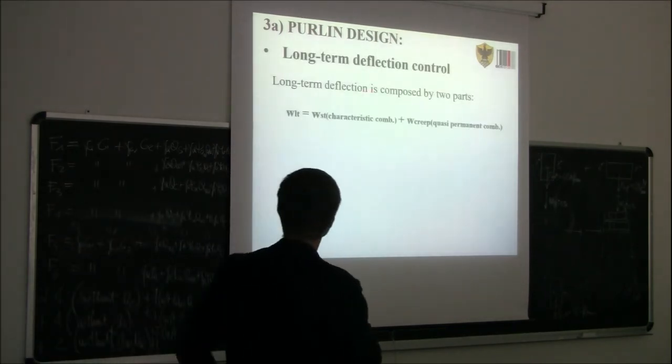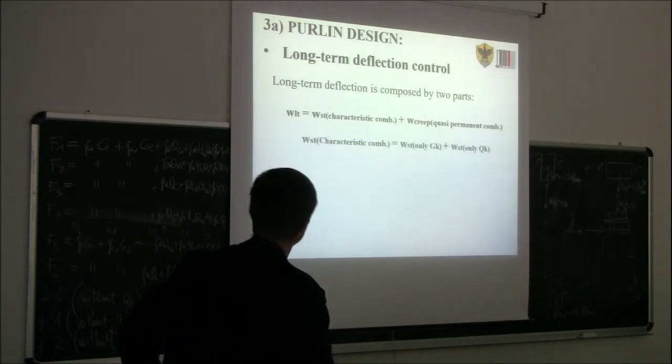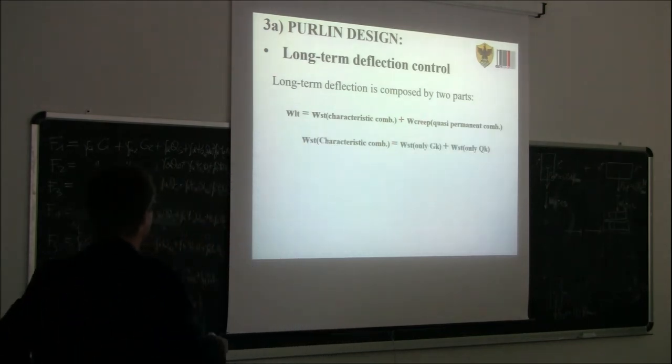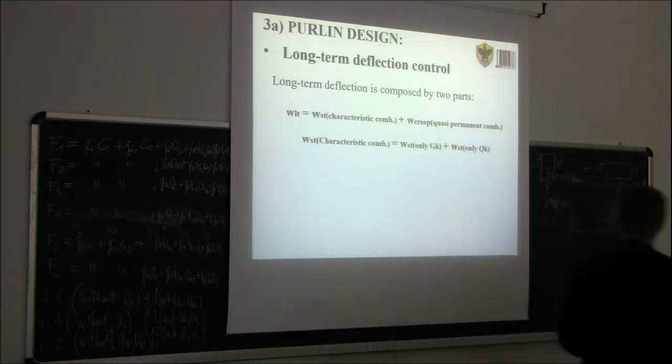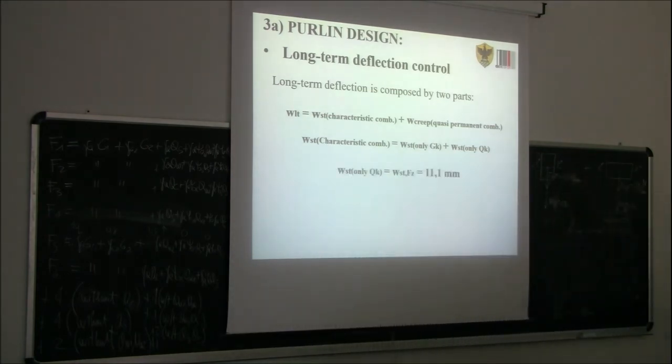So, the long-term deflection is composed of 2 parts. The short-term deflection due to characteristic loads, plus the creep due to the quasi-permanent load combination. The short-term deflection due to the characteristic load condition is the sum of the short-term deflection due to the permanent loads and the short-term deflection due to the variable loads. The short-term deflection due to the variable loads was 11.1 millimeter, which we calculated before.